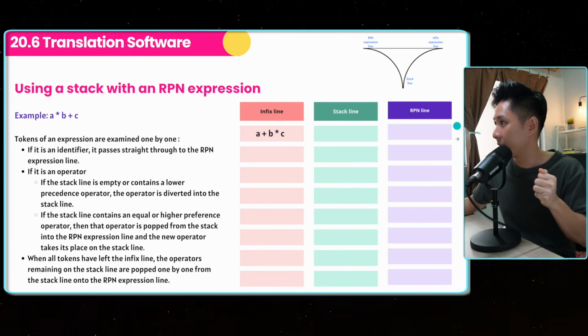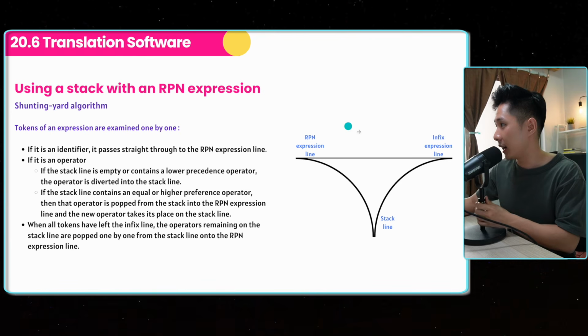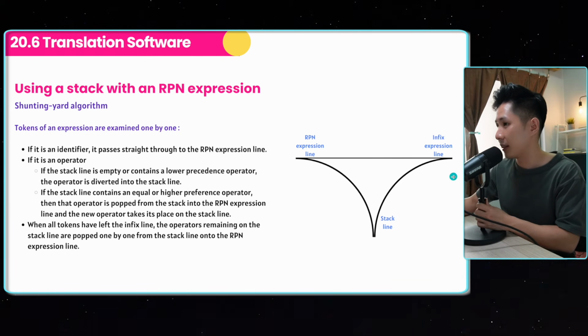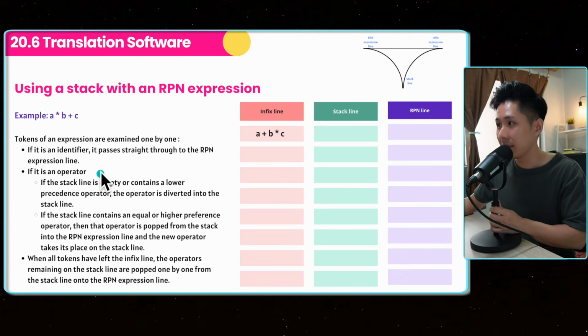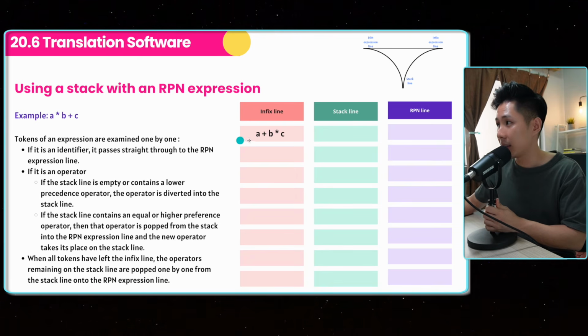So I have my stack line here, RPN line. What happens is that in this algorithm, you need to have an RPN line. You start off here. Either you go to the stack line or you go to the RPN line. That's the algorithm. Let's look into it one by one. Imagine that this is our expression. Tokens of expression, meaning we're going to start off with A one by one.